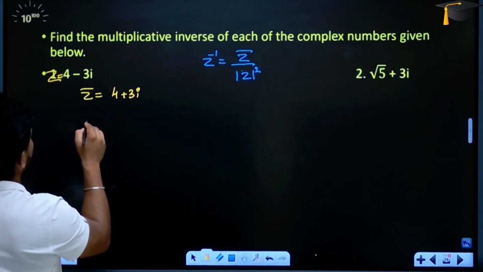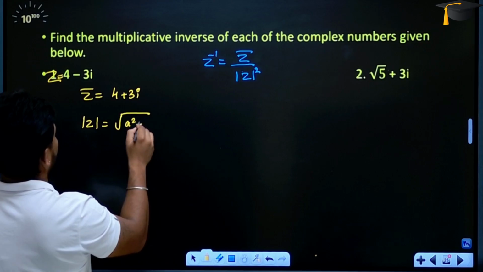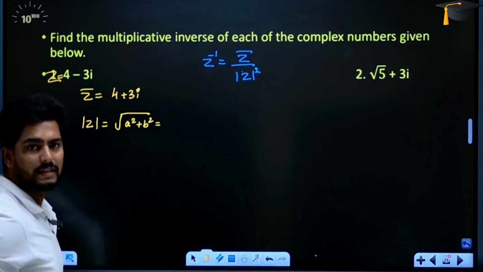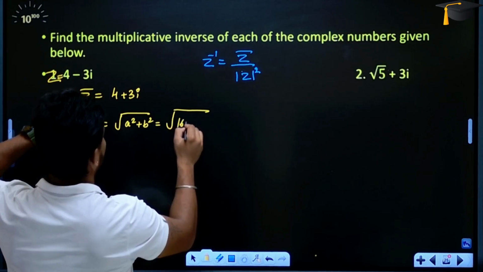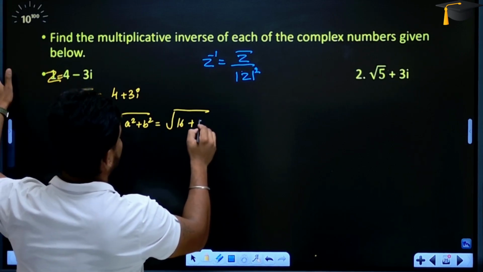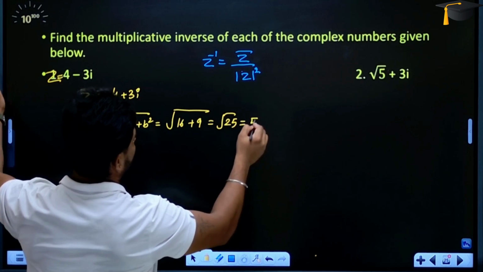Now we need mod z. So mod z is root of a square plus b square. Root of a square plus b square. So what is a for us? a is actually 4, right? So 4 square is 16 plus b square, b is 3, okay? So 3 square is 9. So it is root 25. Root 25 is nothing but 5, marks.